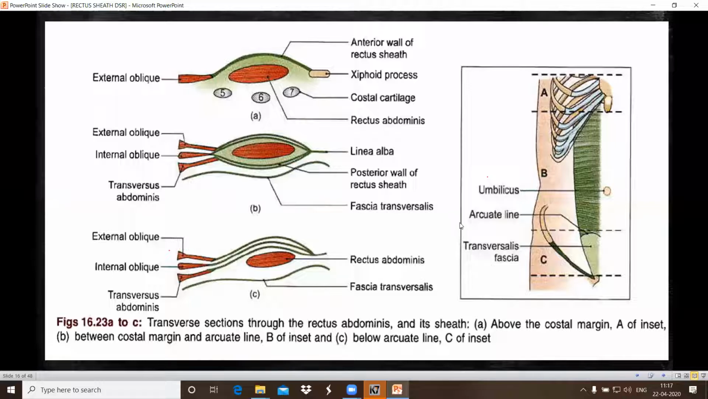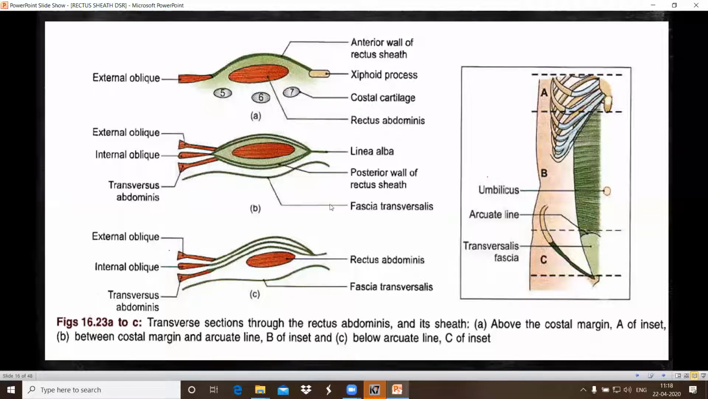Coming to the posterior wall. Already I told that above the costal margin and below the midpoint, the internal oblique doesn't split. That means the posterior wall is deficient above the costal margin and below the midpoint. So coming to the upper level, above the costal margin the posterior wall is deficient. That's why the rectus abdominis lies directly over the 5th, 6th and 7th costal cartilages. That is the first point.